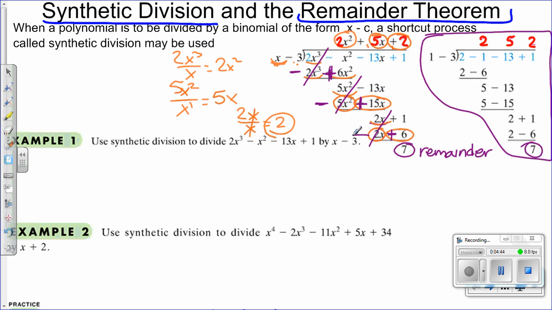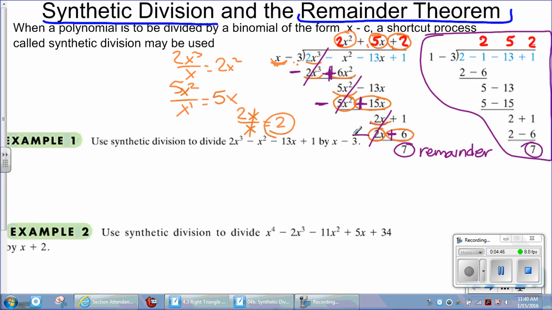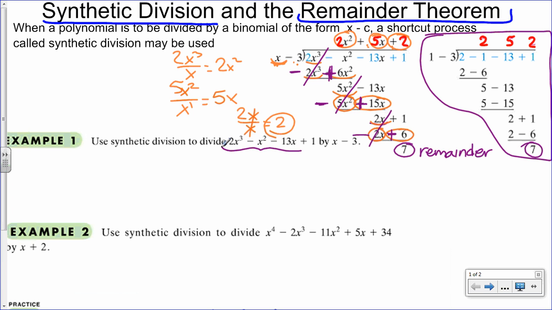Now, the idea here is that the divisor, well, let's define our terms. The polynomial here is the dividend, and the binomial here is the divisor.